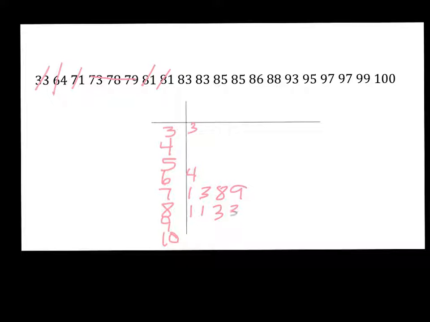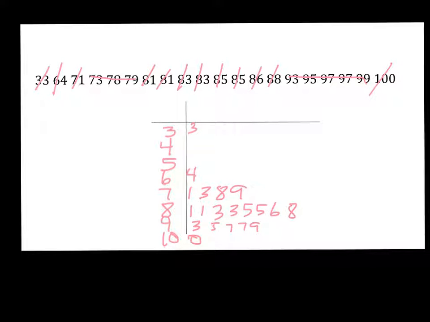We have two 83s, two 85s, 86, 88. So there's all the 90s. And then for the hundreds, we already have the 1 and the 0 on the left. So really we just need to write the ones place on the right. So we put in a 0 right there.